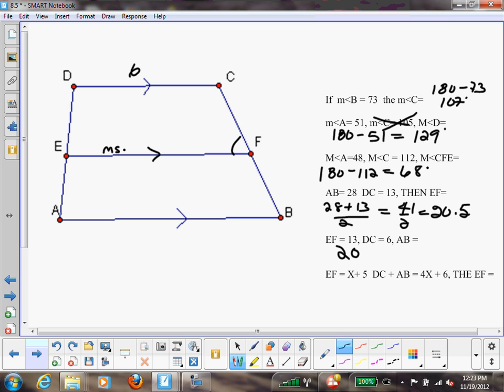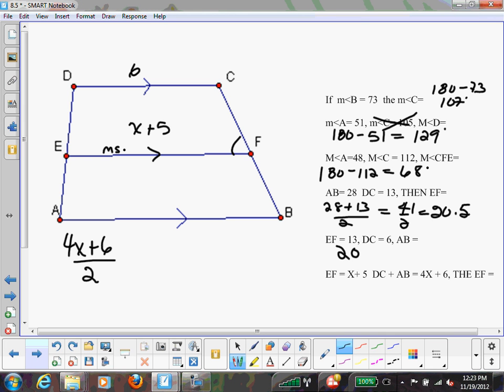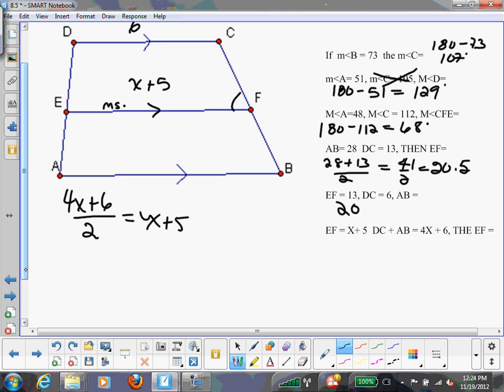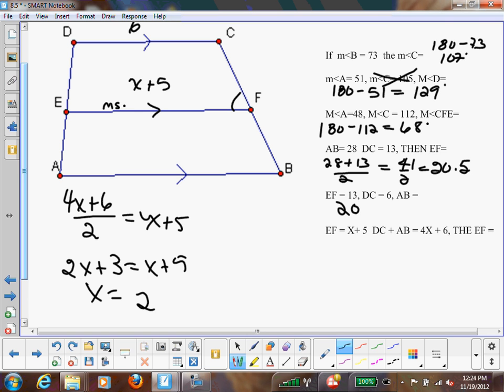If EF is x plus 5 and DC plus AB is 4x plus 6, what's the length of EF? So what am I going to do? Okay, raise your hand. I heard a little. Paige? Sure. And what would I do in this case to solve? I could, or could I go ahead and reduce everything by 2 on the left? I could in this case because it comes out nicely, so it's up to you. 2x plus 3 is equal to x plus 5, so x is equal to, and what does that make EF? 7.